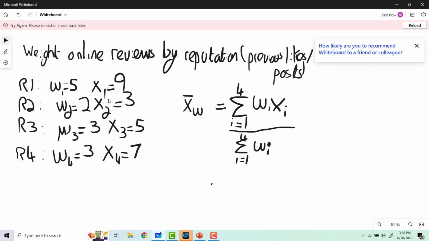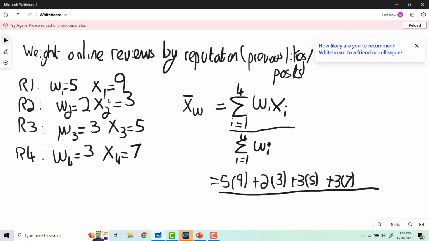So what was this for this data set? Well, W1x1 is going to be 5 times 9. W2x2 is going to be 2 times 3 plus 3 times 5 plus 3 times 7, all over the added weights, which is going to be 5 plus 2 plus 3 plus 3, and that's going to be 87 over 13 equals 6.69.